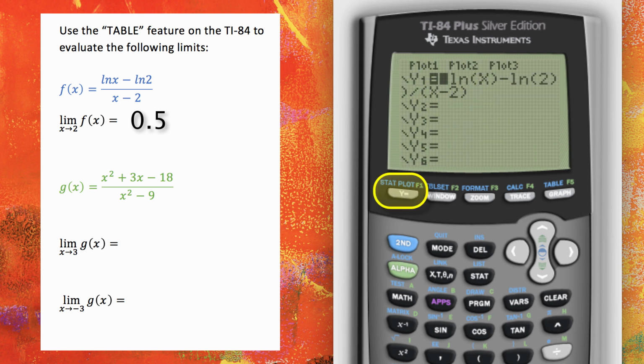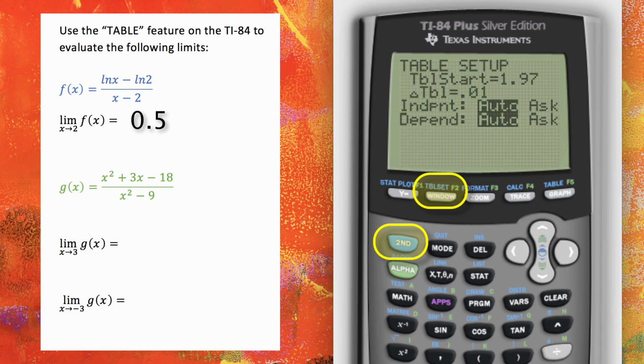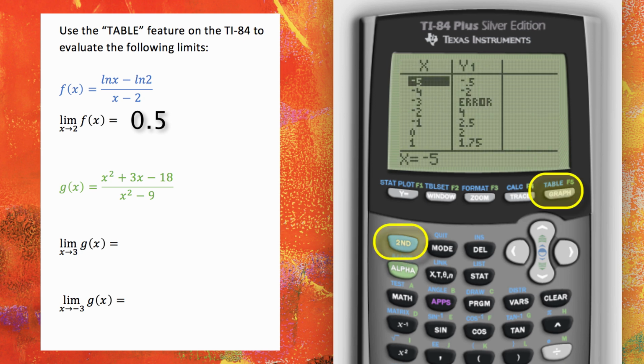Now let's evaluate some limits for the function g of x. I'll start by typing in the function, again making sure to use parentheses around the entire numerator and the entire denominator. Then press second window to adjust your table settings. For this function, I'm going to start our x values at -5, and I'm going to increase by 1. There's a domain error at the value x equal to -3 and at x equal to 3.